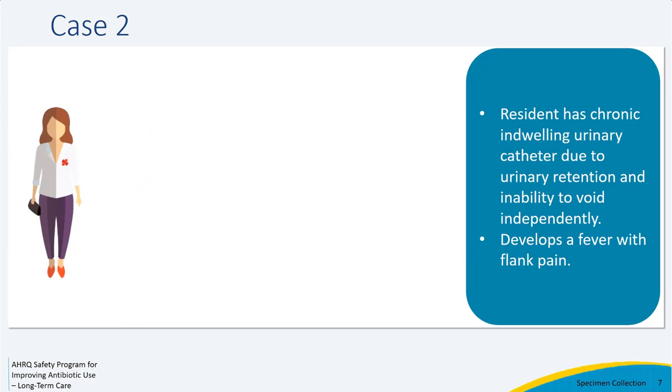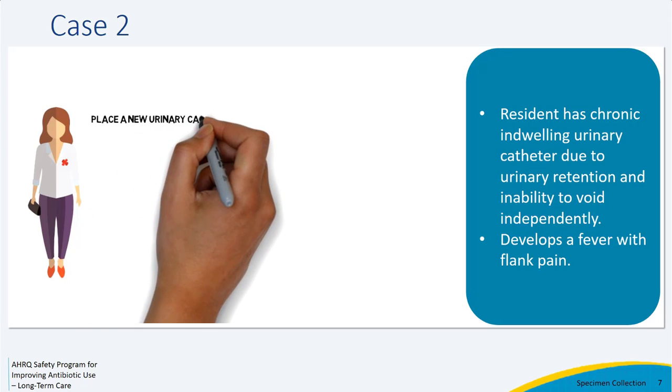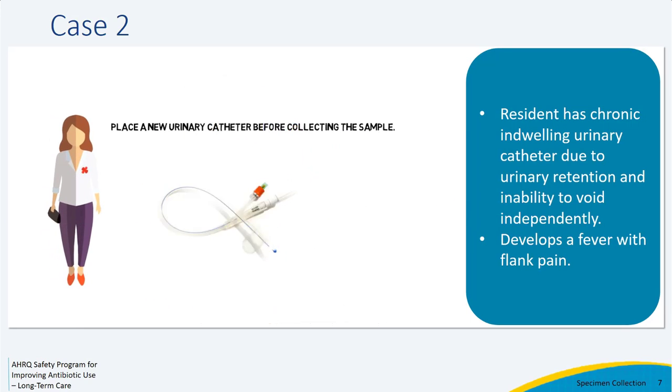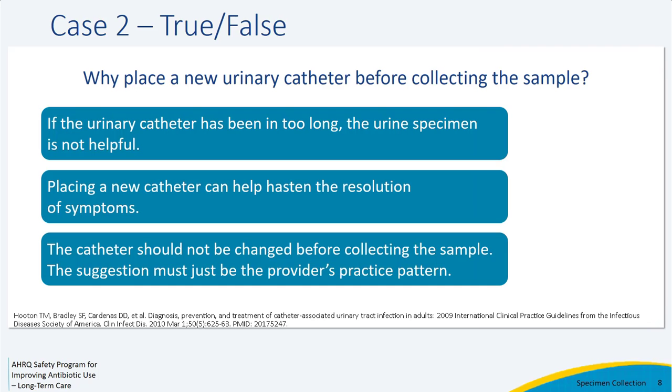You call the provider on call to report his symptoms, and she asks you to place a new urinary catheter before collecting the sample. Take a moment to consider the reasons she recommended this, and we will discuss the possibilities on the next slide. Let's go through the possible answers and decide if each is true or false.